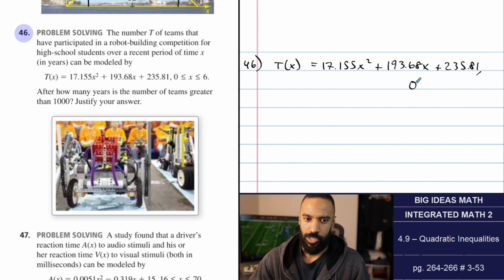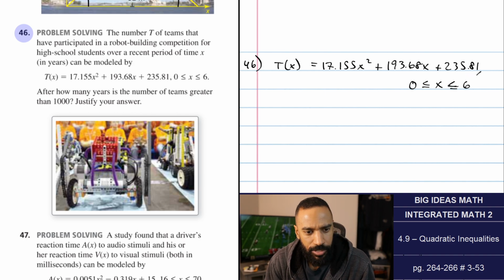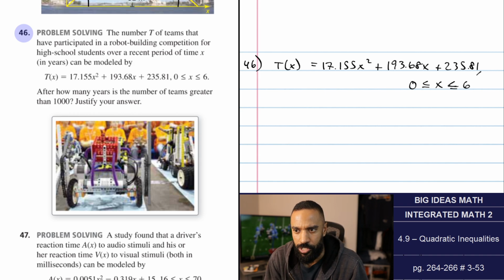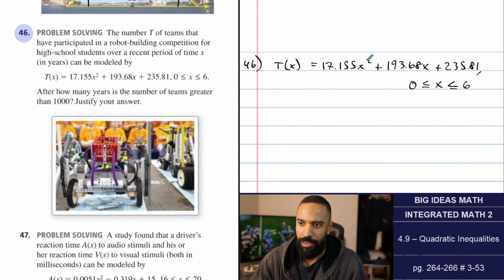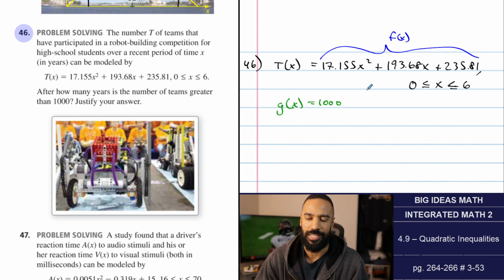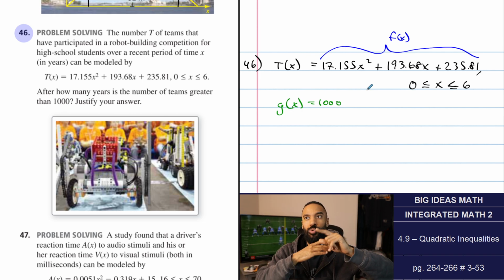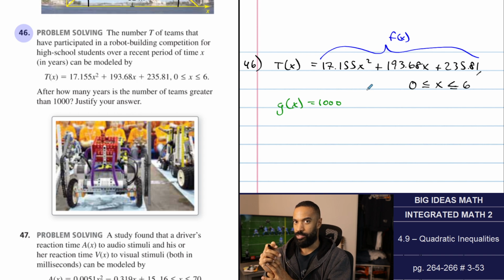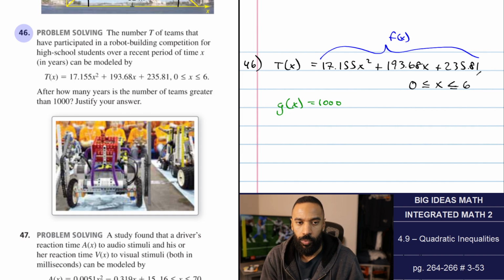Now between 0 and 6, so if we're going to use the graphing calculator, which I kind of hope we do, I'll make sure to stay in between there. After how many years is the number of teams greater than 1,000? Justify your answer. So I'll graph y equals this. This will be my f of x. Then I'll make a g of x equal to 1,000, and I'll find out where they intersect in this set. It'll probably cross 1,000 twice, but you'll probably only see it once within this domain, and it takes off from there.